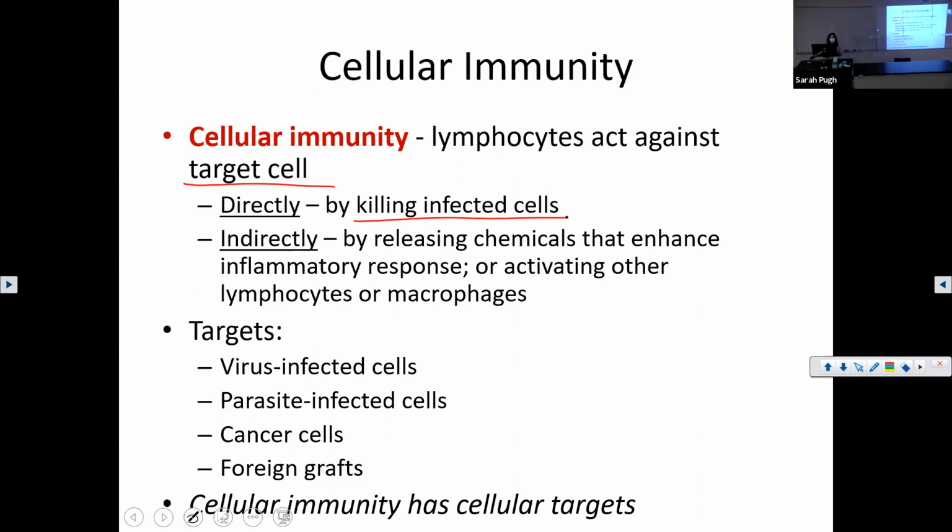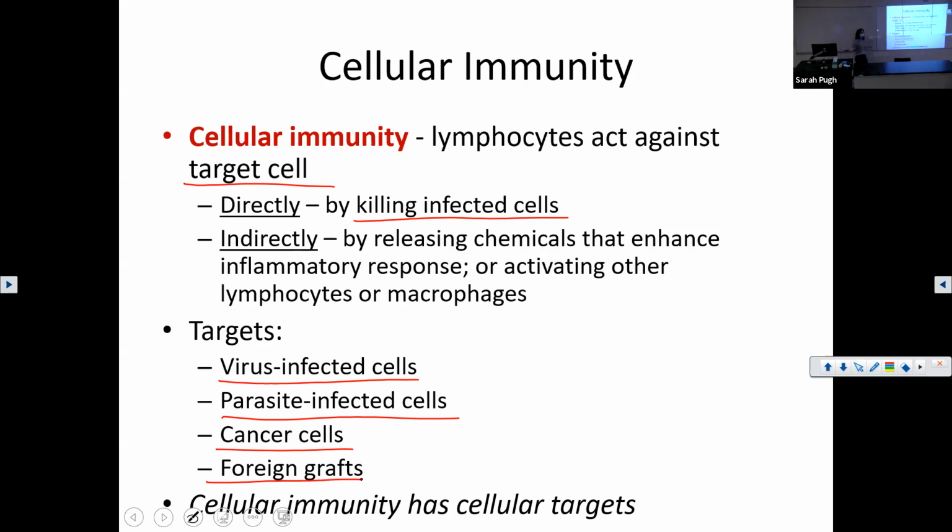So again, the target is going to be a cell in your body that's been infected by a virus. A cell in your body that's been infected by a parasite. A cell in your body that doesn't look right anymore. Maybe it has genetically mutated and it has become cancerous. Or body cells that are in your body that don't look right because they don't belong in your body. So like grafts, foreign tissues, transplants. T cells are going after body cells that don't belong or don't look right.